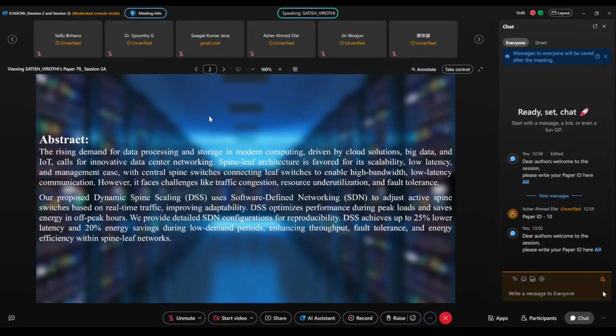This improves the network's adaptability by allowing it to respond to changes in traffic load during peak times. Dynamic spine scaling optimizes performance during peak hours. It saves energy by reducing the number of active spine switches. Our results show that DSS can reduce latency and provide energy saving during low demand periods. Moreover, it improves the throughput, fault tolerance, and overall energy efficiency in spine leaf networks.